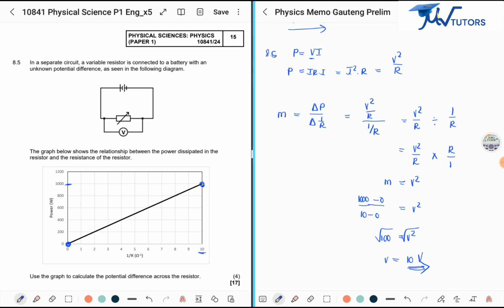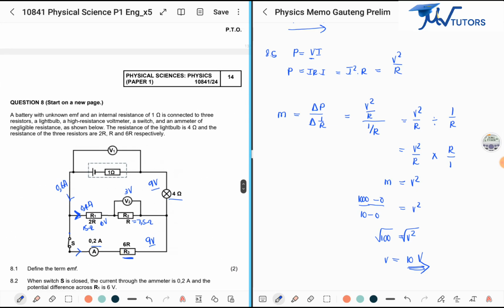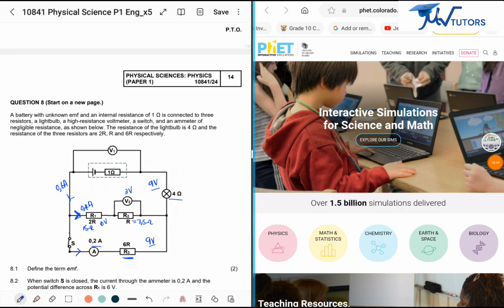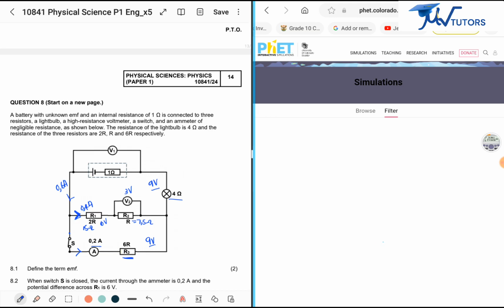Let me try to set up this circuit over here, and let's just see how it works out. So here we are on the website. We're going to go to physics. If this thing is going to take long, I'm just not going to finish it off. You have to try it by yourself because practice makes perfect, right?